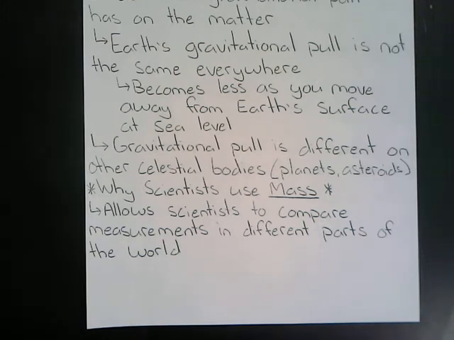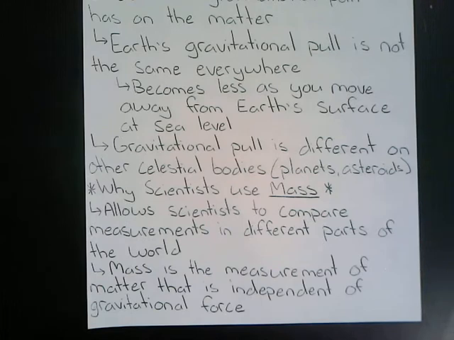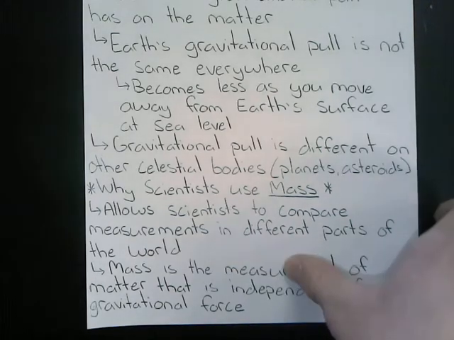The other thing to remember here is that mass is the measurement of matter that is independent of gravitational force. So again, if I am talking about the mass of one object, it is going to be the same mass whether I measure it here on Earth or on Mars or the Moon. That is because mass is independent of gravitational force, which means it will be the same throughout the universe. Now we can transition to another key concept of chemistry.